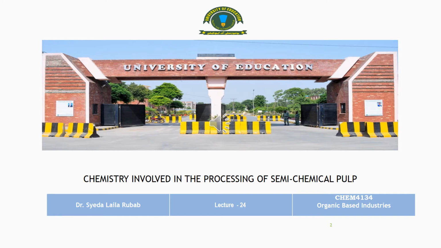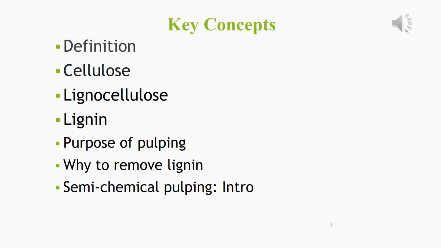Dear students, today we are going to do the lecture Chemistry Involved in the Processing of Semi-Chemical Pulp. The main concepts which shall be discussed in this lecture will be the definition of semi-chemical pulping, cellulose, lignocellulose, lignin, purpose of pulping, why to remove lignin, and semi-chemical pulping intro. And the next about the semi-chemical pulping will be discussed in the next lecture.